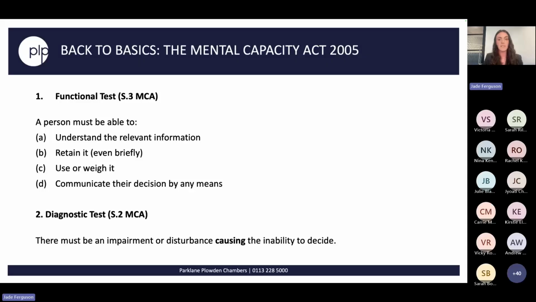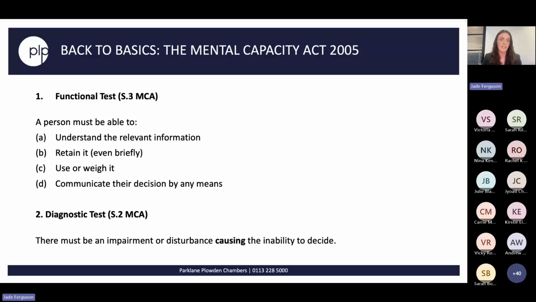B, they have to be able to retain that information. They don't need to have a particularly long memory and be able to come back to this days and days later. They only need to be able to retain that information for a short period of time in order for them to be able to do the next step, which is use and weigh that information as part of the decision-making process. So C, as I say, weighing that information up, weighing the cons and the pros of any decision.